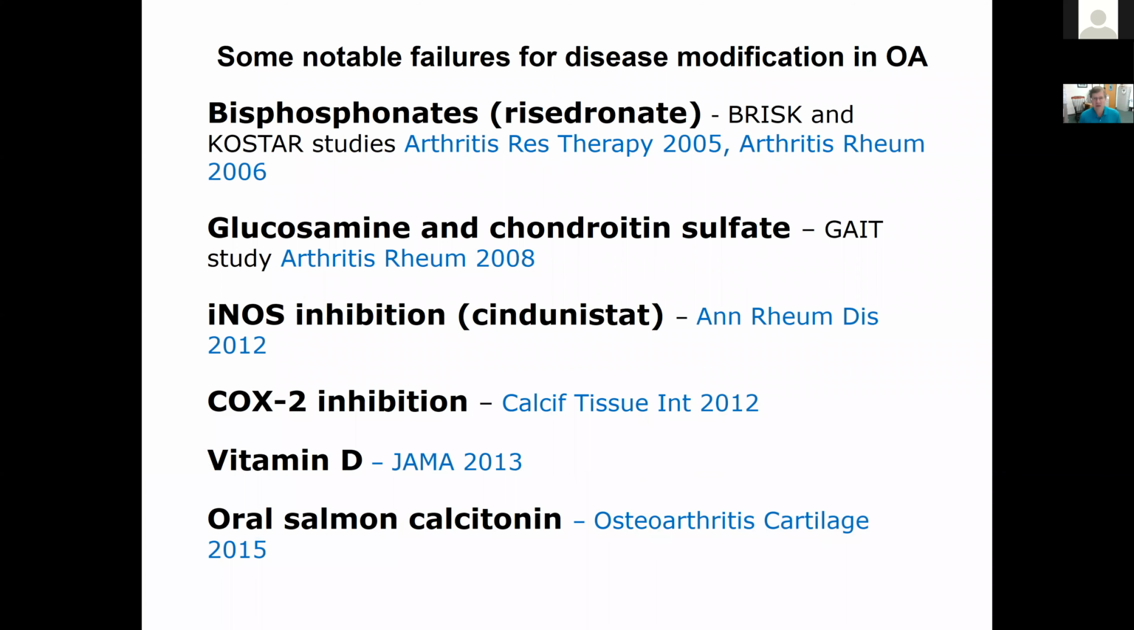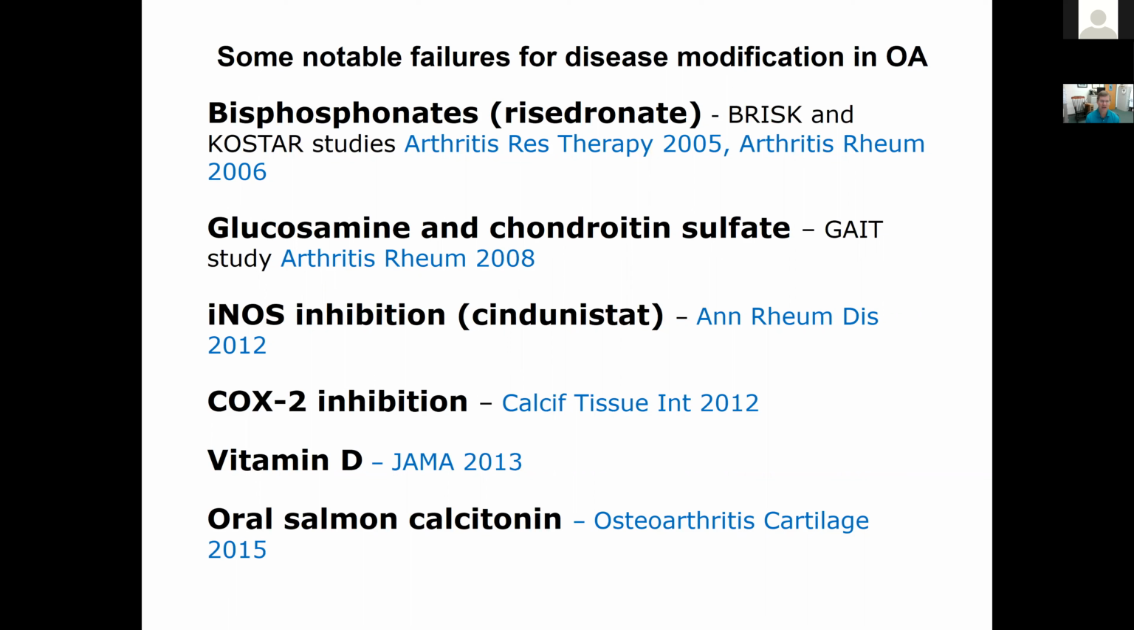So as I mentioned, we currently do not have any disease-modifying drugs for osteoarthritis. There have been a number of trials that have tried to look for disease modification that have all failed. And this is just a partial list of the trials. Bisphosphonate studies were done early on because in preclinical work, it was thought that slowing bone resorption might reduce disease progression in a way. Of course, glucosamine and chondroitin sulfate was touted as disease modifying and failed.